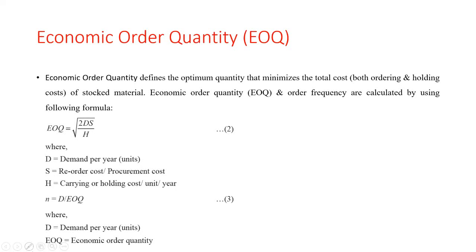In the economic order quantity, the optimum order frequency per year for the different components is calculated through these two equations. In the first equation we get the economic order quantity, and in the second equation we get the optimum order frequency per year. Here N is per year; for per year we are finding the optimal order frequency.